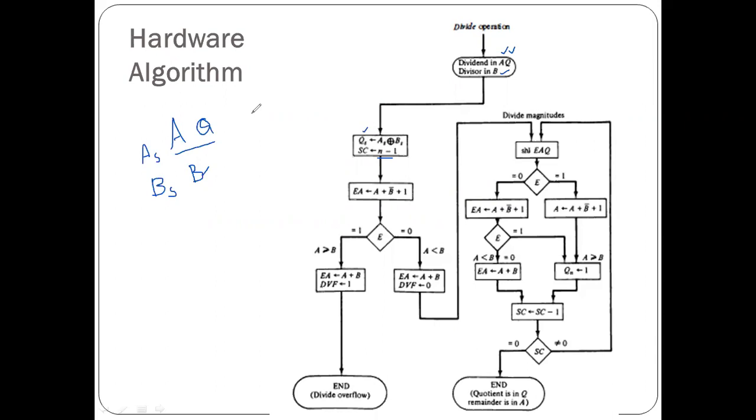Because the dividend sign is minus and the divisor sign is plus, the quotient sign is obviously minus, right? If the dividend sign is plus and the divisor sign is minus, even then the quotient sign will be minus. If both are the same, it is plus. So the XOR operation of the respective signs will give the quotient sign.